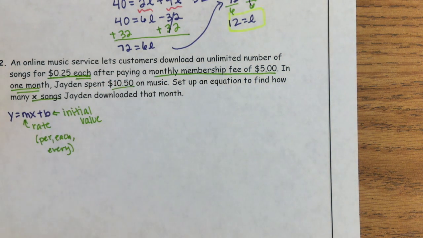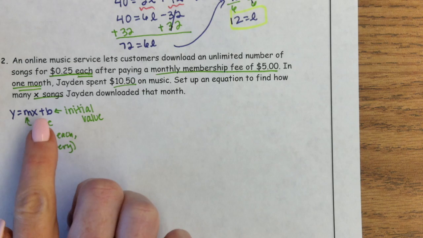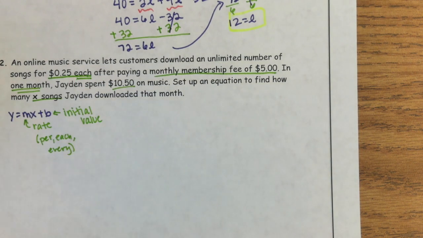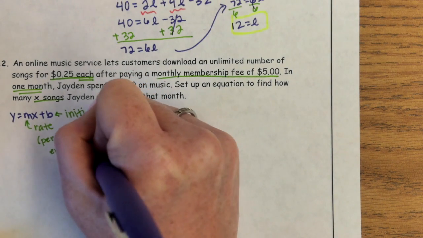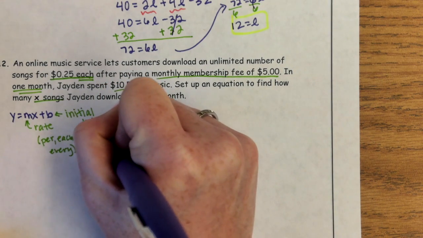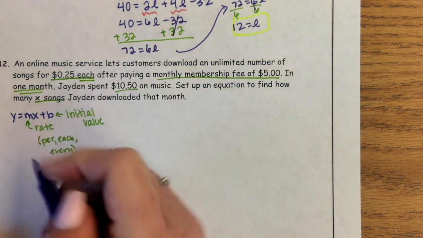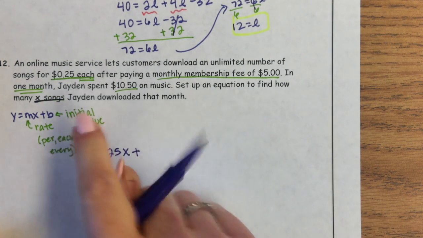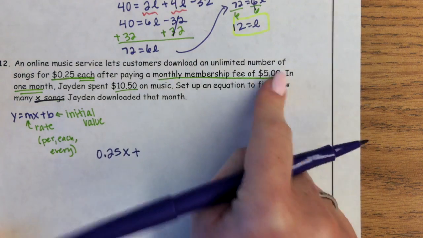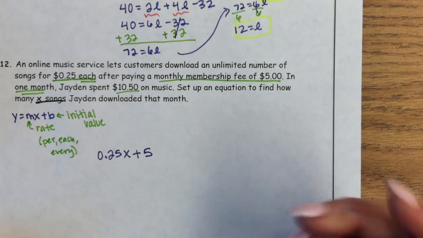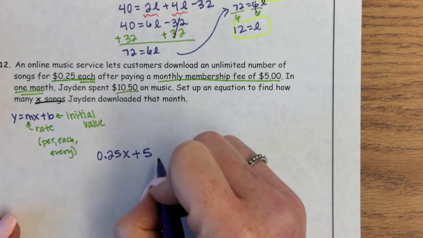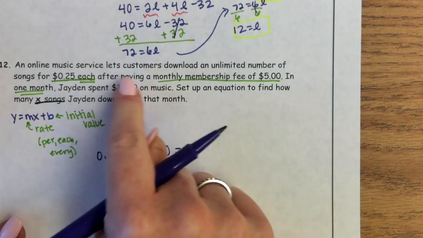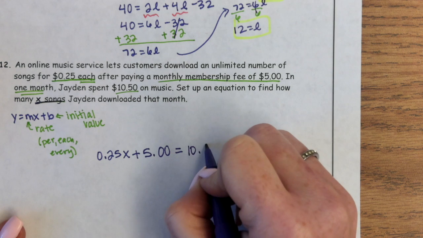So it gives us that information. Let's work with this side of the equation. It gives us a per, each, or every, so it gives us a rate. For each song, he's paying 25 cents, and we multiply it times the number of songs, which it told us was x. Then I add on the initial value. He paid a monthly fee of $5, so plus $5. Equals the total amount that he spent in 1 month, which was $10.50.